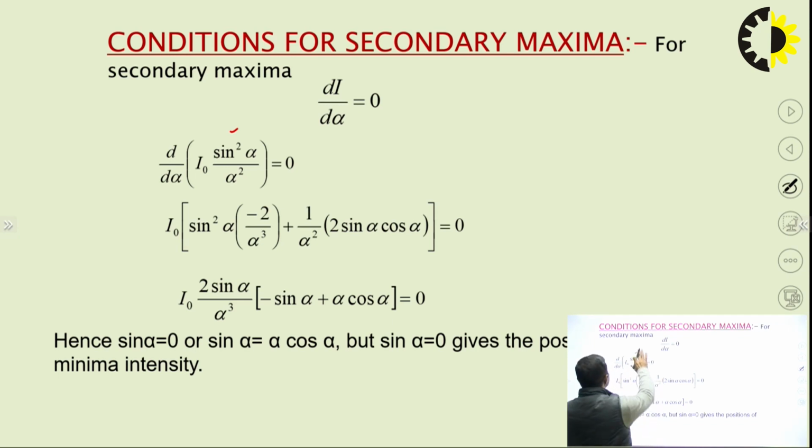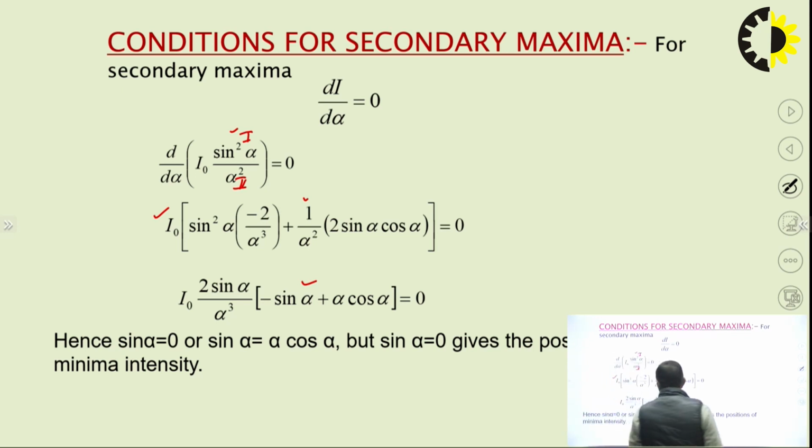When we differentiate, I naught is constant. Sine square alpha is the first function, and 1 by alpha square is the second function. The first function times the derivative of the second, that is derivative of 1 by alpha square with respect to alpha, is minus 2 by alpha cube. Then the second function 1 by alpha square times the derivative of sine square alpha, which is 2 sine alpha cos alpha. Taking common I naught 2 sine alpha by alpha cube, in the bracket we have minus sine alpha plus alpha cos alpha, which equals 0.